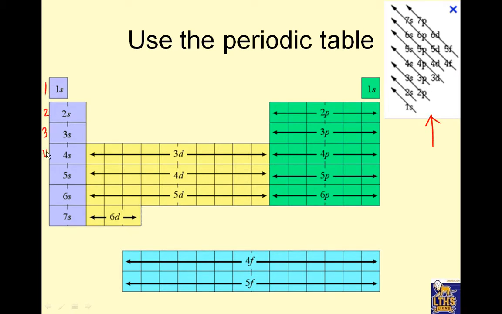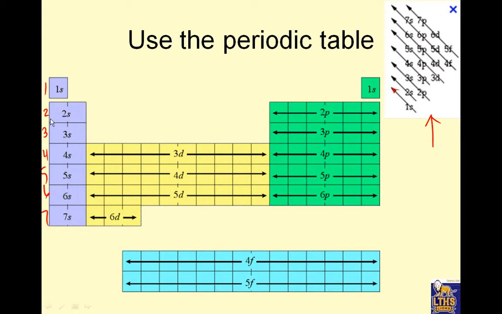If you label this, you can see that there's 7 rows on the periodic table. Those 7 rows correspond to these 7 energy levels. The first row is the first energy level, and it's small, so there are only 2 electrons, and so that's the first energy level. It's filled when you get to helium.